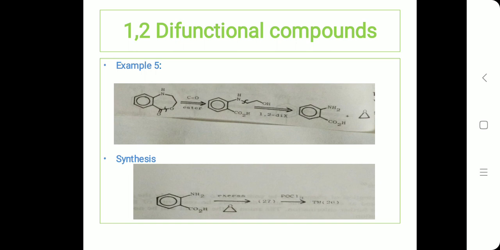After disconnecting, we are going to obtain an ortho-amino benzoic acid, and we're going to get the epoxide. So these two are going to be the synthetic equivalents. The synthetic equivalents, we are going to use as the starting material. See, epoxide is always a reagent and also the other synthetic starting materials. So these are nothing but the reagents. We're going to use the reagents and do the reaction with POCl3 to give rise to the target molecule. So this is example 5.